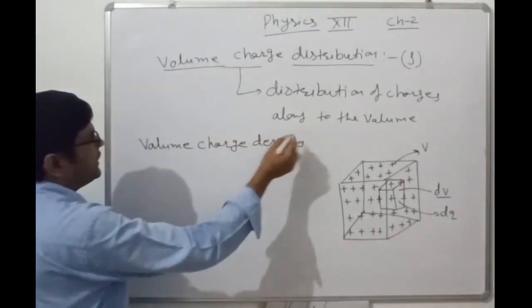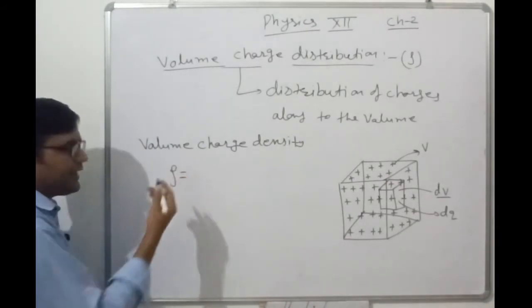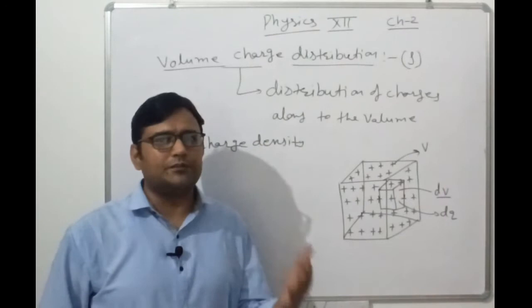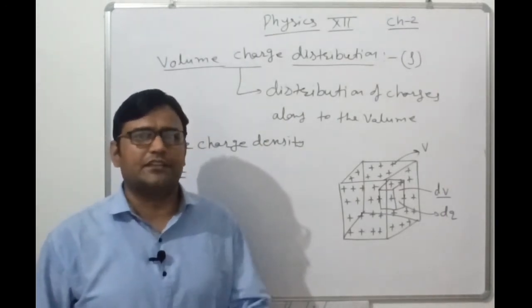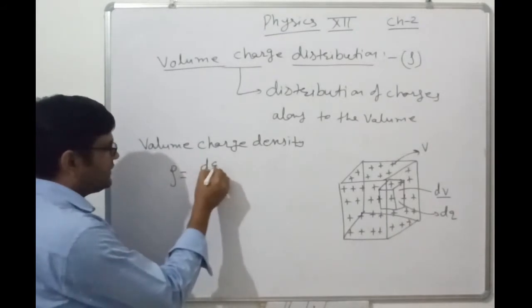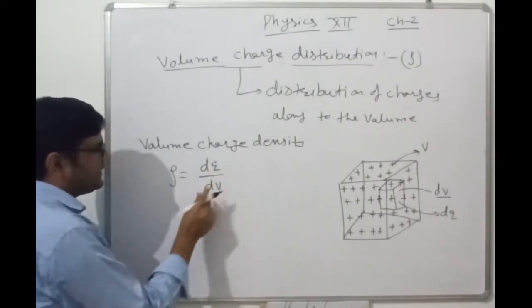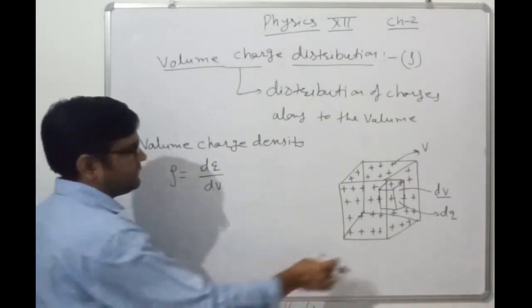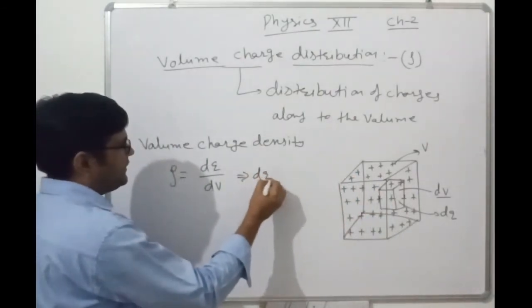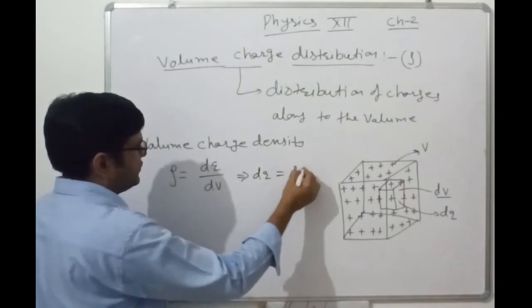Now this volume charge density rho is defined similarly to the earlier formulations, charge per unit length, charge per unit area. Here we are considering the charge per unit volume. It means rho is dq upon dv, where dv is the volume of that particular segment. Here we calculate the value of dq, it is rho into dv.